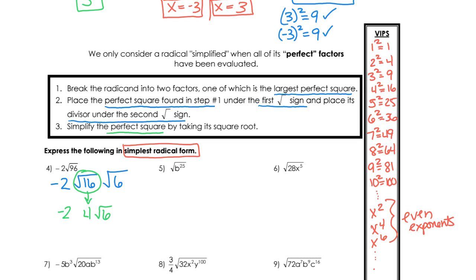The negative 2 comes down, and there's no operation in between the negative 2 and the 4. We always take that as multiplication when there's no operation shown. All right, we do the multiplication here. We end up with negative 8 square root of 6.